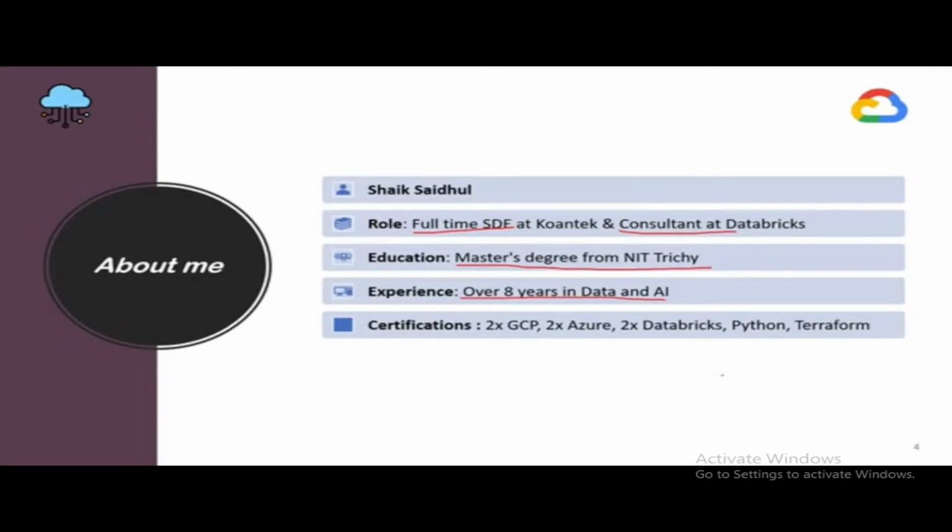I have worked on premises and on clouds, almost all the cloud platforms: AWS, Azure, IBM, GCP, and also Oracle. I have done many certifications in the cloud platforms, and also in Python, Terraform, and others. This is all about me, guys. Just remember me as Sheikh Saidul. I am the trainer for GCP data engineering. I have been teaching GCP data engineering for the last 2 years, and earlier I was teaching Azure. Now I'm mostly teaching GCP data engineering only.